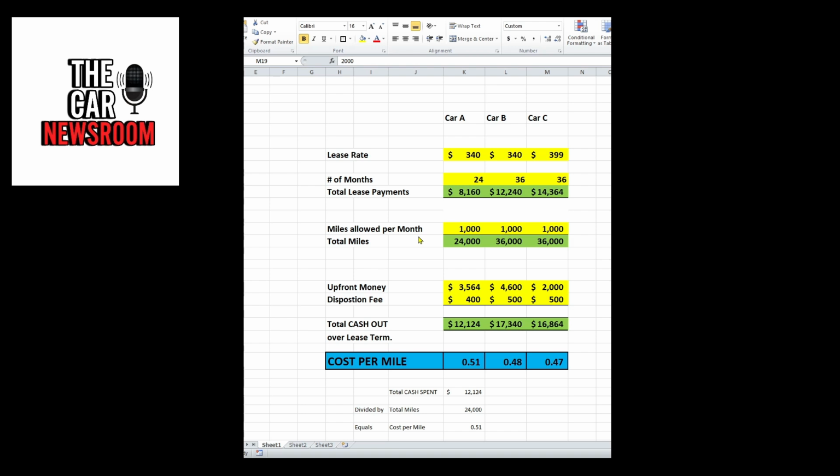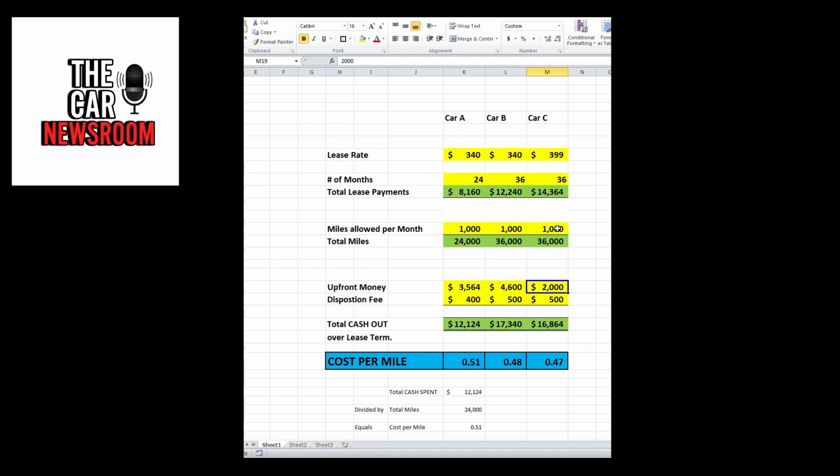So once we figure up the cost per mile and we have this little formula built, you can key in the data for any cars and you can see which car is costing you less. So in this example, car C is our cheapest cost per mile, even though it's got the highest monthly payment of $399. And the reason it comes in lower on a cost per mile is because we're spreading all our payments across 36 months and we had a lower upfront money.